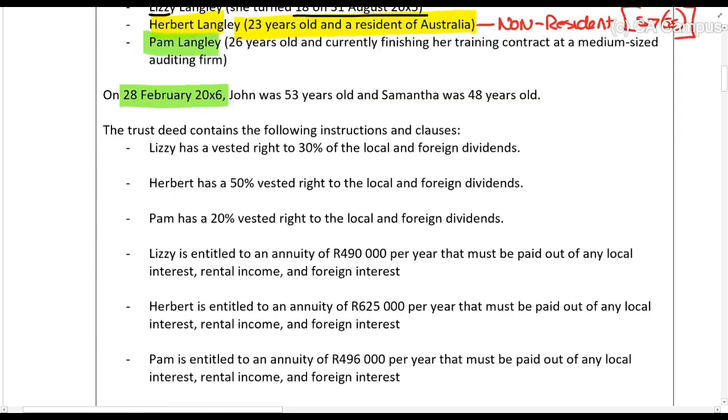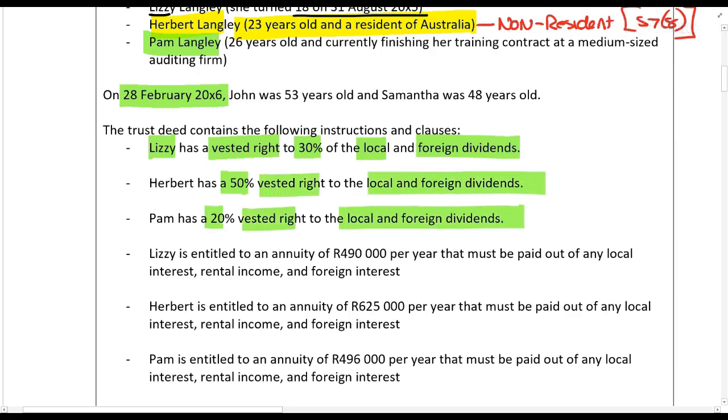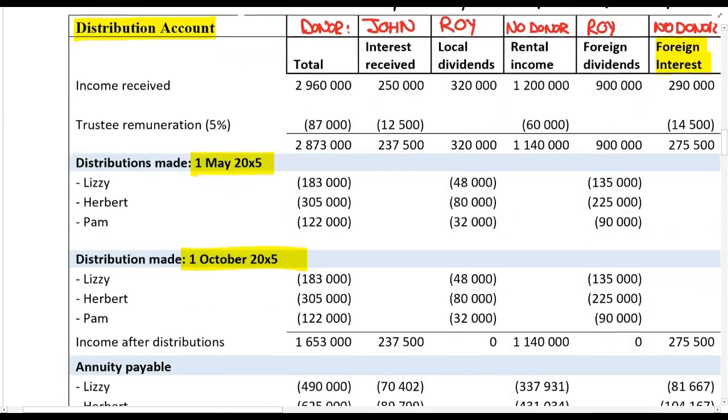So then guys, they now give us all of this information. The trust deed contains the following information. Lizzie has a vested right to 30% of the local and foreign dividends. Herbert has a 50% vested right to the local and foreign dividends. Pam has a vested right to the local and foreign dividends, 20%. So I just want you to see guys, this is what you're seeing over here. Here's the local dividends and here's the foreign dividends. Right, so it's these amounts that they are distributing.